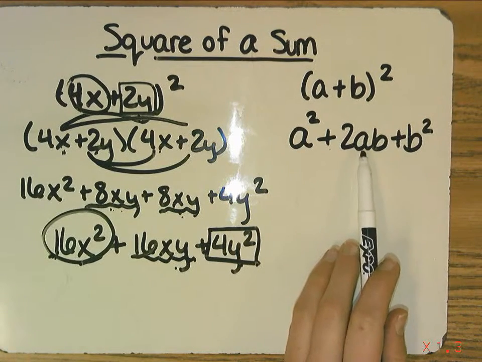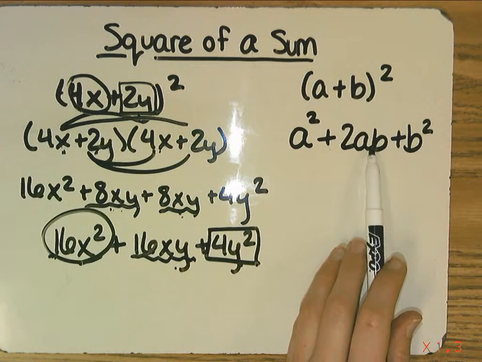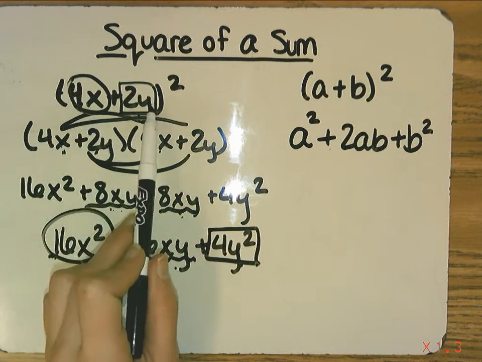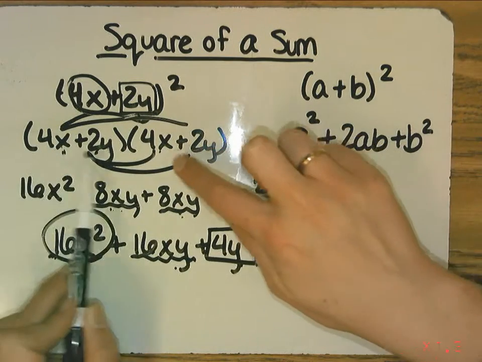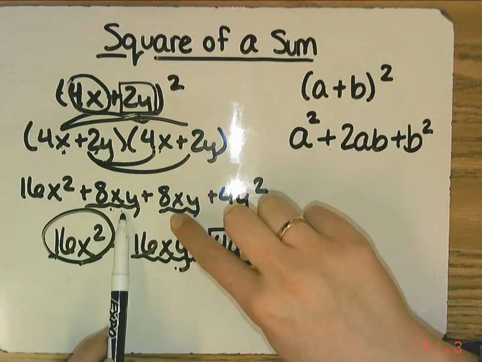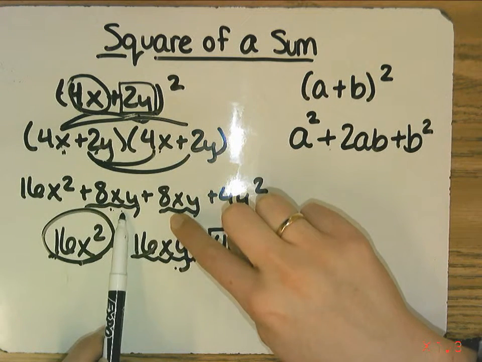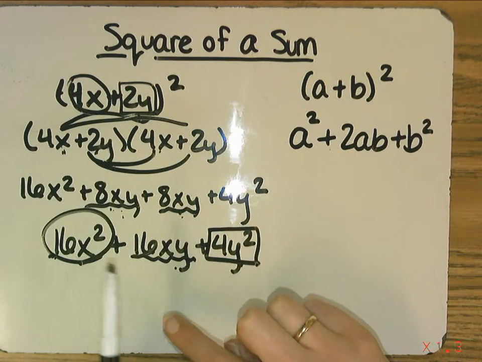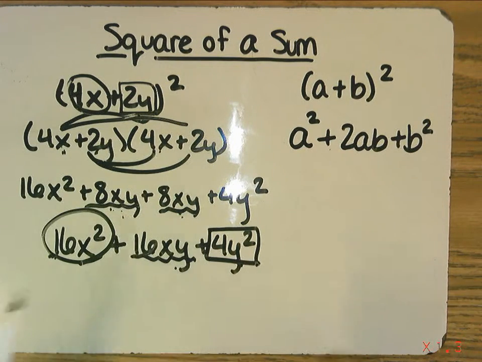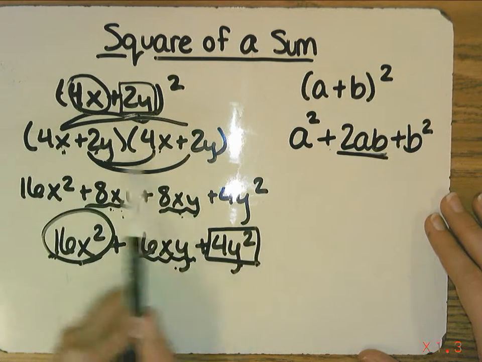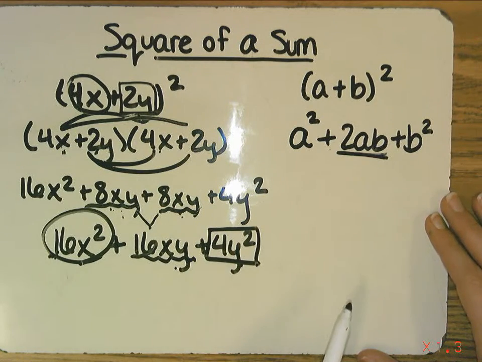When we do this 2 times a times b piece, it's a quicker way of saying, okay, I'm going to end up multiplying these two things together twice, here and here, and then I'm going to end up with the same thing and I'm going to add it to itself. So instead of 8xy plus 8xy, I could just multiply 8xy times 2. So all we're doing when we do this piece is combining these two like terms in our head.